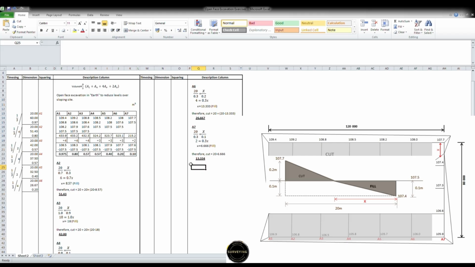Then we can move on to our dimension column, right? We know it's 20 meters. Have that. And then our depth. Now, because this is the last section, we only multiply it by 1/3 as per the rule.